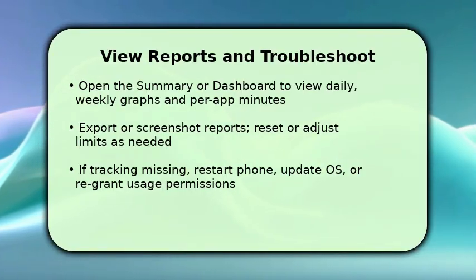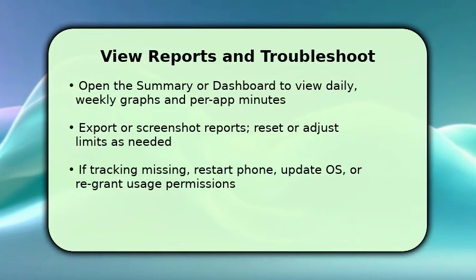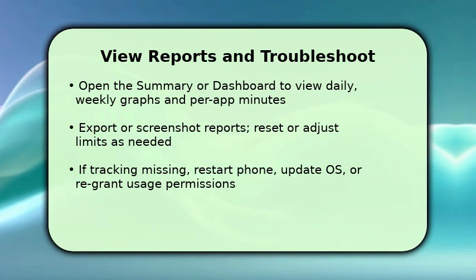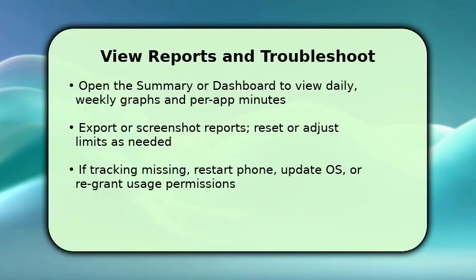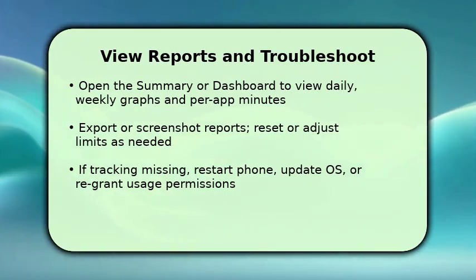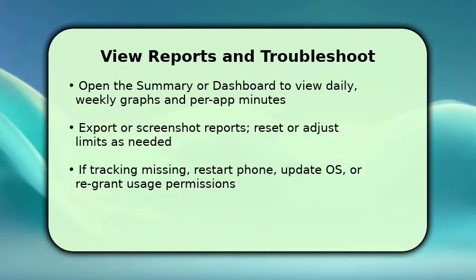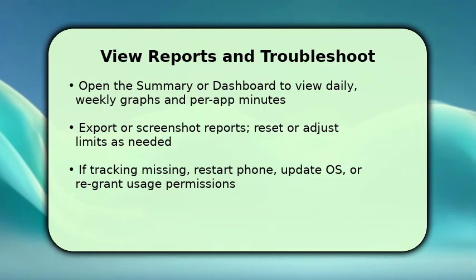Choose daily or weekly view to see total minutes and per app watch time, and tap any app for detailed sessions. You can screenshot or export the report if you need a record, and adjust timers or limits to refine future tracking. If numbers look wrong, restart the phone, update FunTouch OS, and re-grant usage and battery permissions.